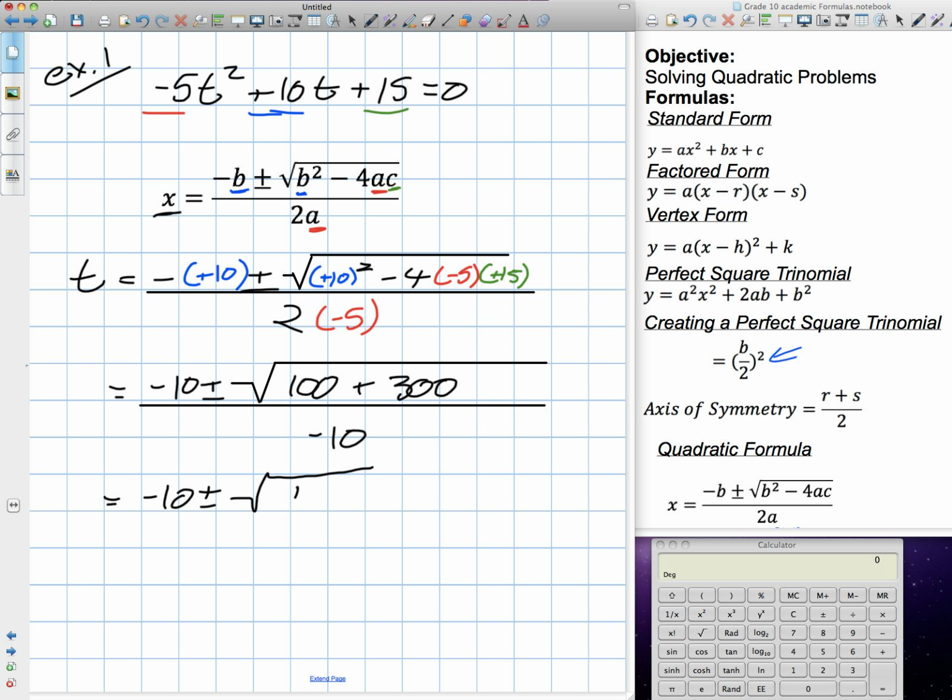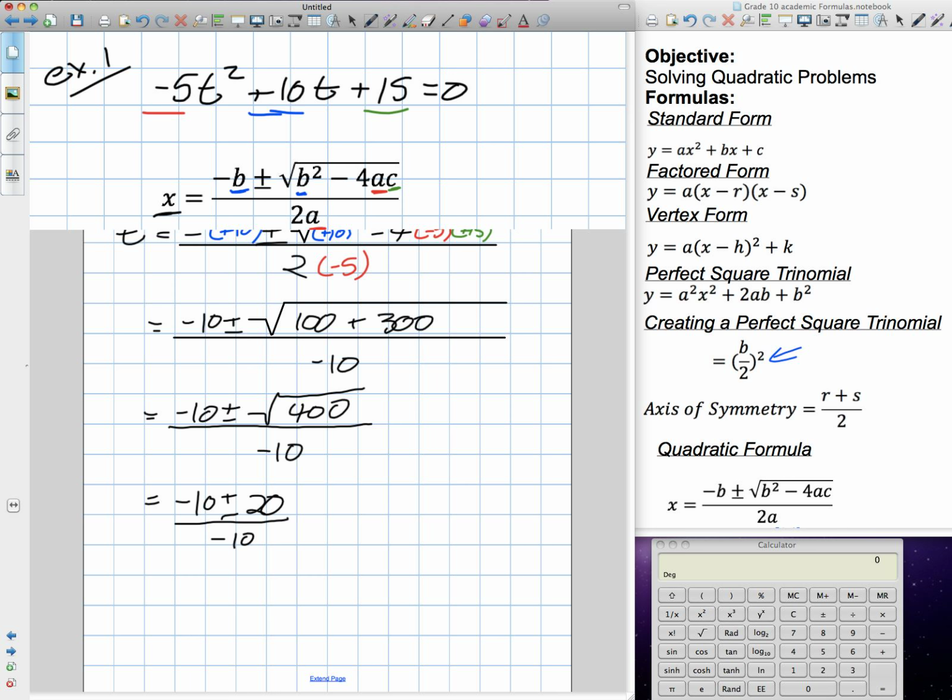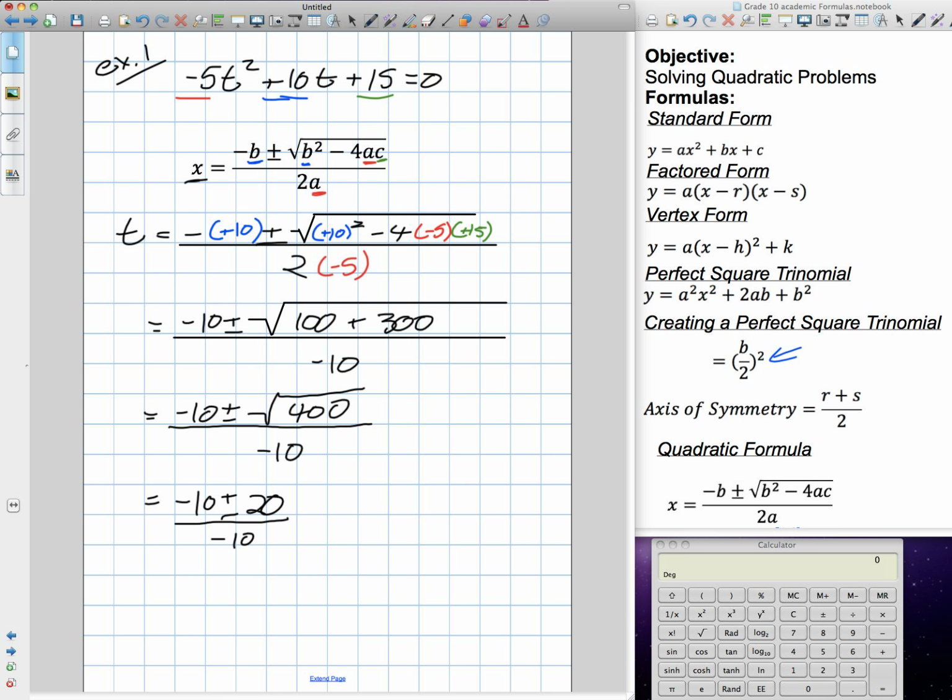And everything is divided by -10 again. -10 plus or minus. So they already told us we're going to have a plus or minus. What's the square root of 400? 20. Divided by -10. And this is why we separate it. Just like we did in the last two, we have two answers for a square root, a plus and a minus answer. So we get our two answers here.